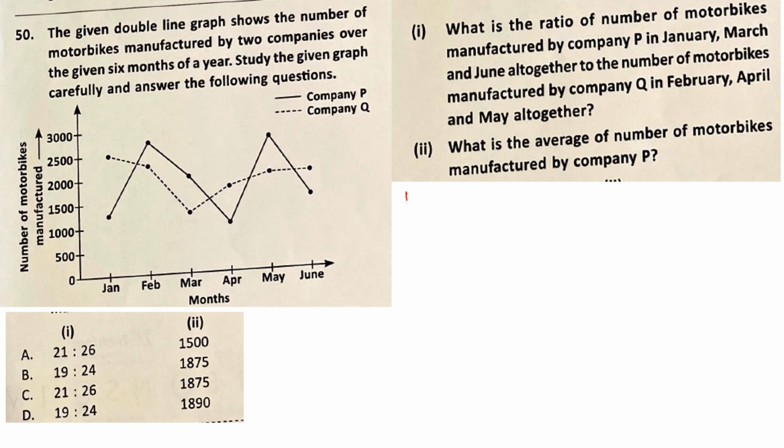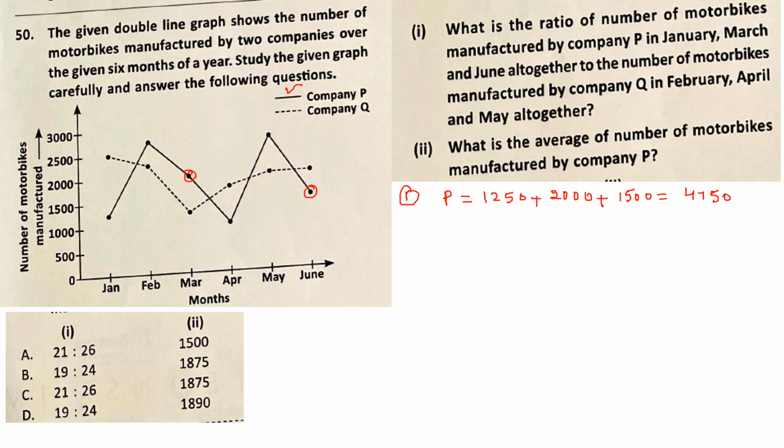First of all, you have to find the number of motorbikes manufactured by company P in January, March and June together. Company P, if you see, is indicated using a solid line. In January, the number of motorbikes manufactured is 1250. In the month of March, it is here, which is equal to 2000, plus in the month of June, here it is 1500. If you add all this, you will get 4750. This is for company P.